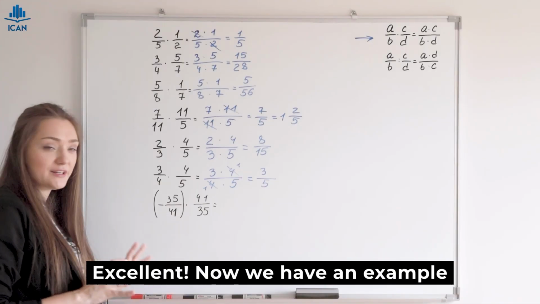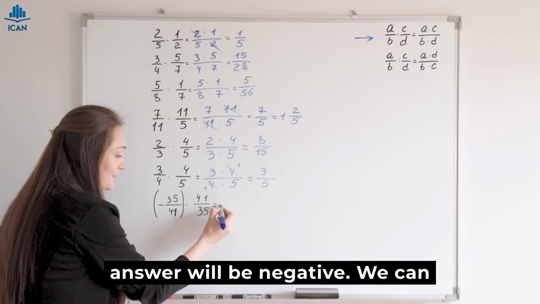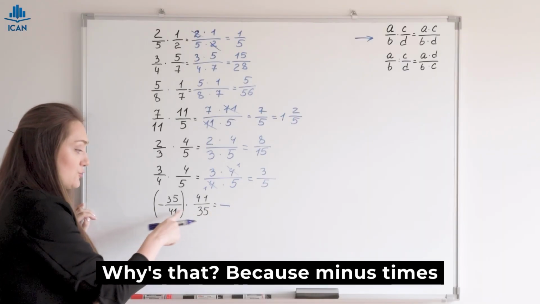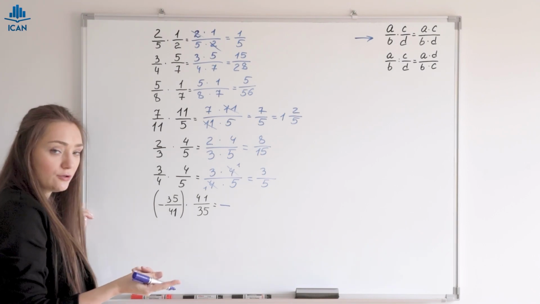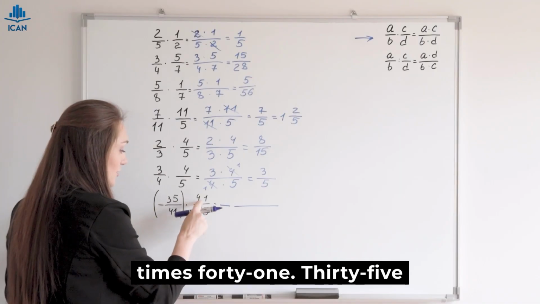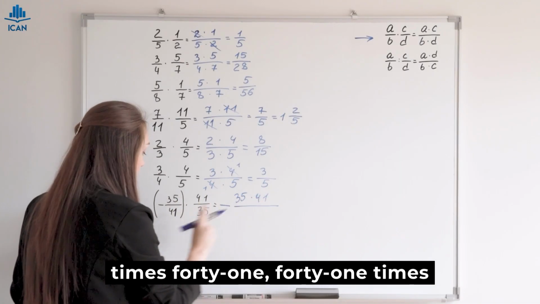Excellent. Now we have an example with a negative number. Of course, our answer will be negative. We can write it right away. Why is that? Because minus times plus equals what? Minus. So we write 35 times 41, 35 times 41, 41 times 35.